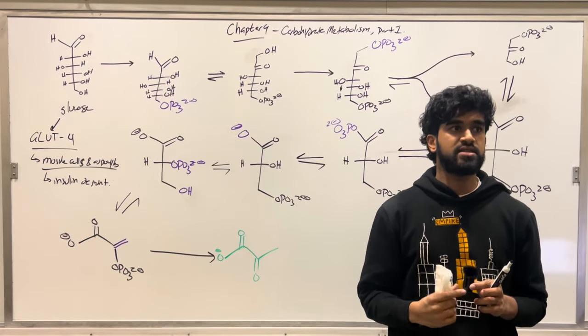But one more thing they have is a special enzyme, and that enzyme is called bisphosphoglycerate mutase. And bisphosphoglycerate mutase will take 1,3-BPG and it will turn it into 2,3-BPG.